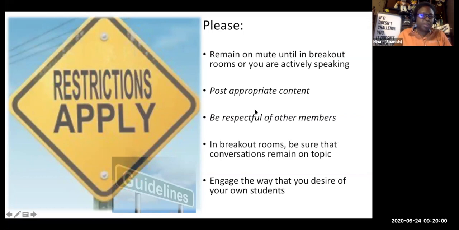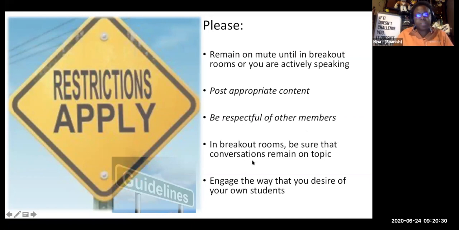The two that are in italics are there intentionally because this is what I use with students, not with adults, because I assume that adults are going to post appropriate content. But I remind students that even though you're privately chatting with someone, that private chat comes out when I print it out. So private isn't so private, always, on Zoom. And then being respectful of other members, that's something that I would share with students. But again, adults, that's a part of what we do as teachers.